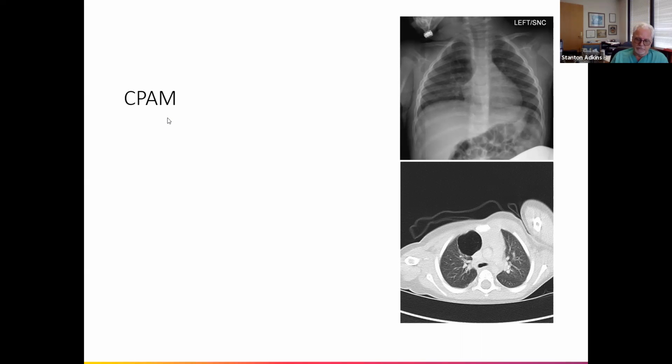CPAMs used to be called CCAM, congenital cystic adenomatoid malformations. Those are frequent findings on prenatal ultrasounds, now that we do prenatal ultrasounds a lot. They can be macrocystic, meaning one big cyst, or they can have sort of intermediate cysts, or they can be microcystic. And the microcystic ones that have a proliferation of bronchial structures are hard and firm, and if they grow, they can cause problems like hydrops and that sort of thing.